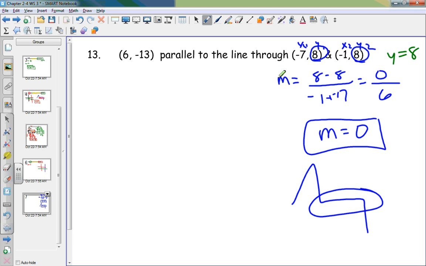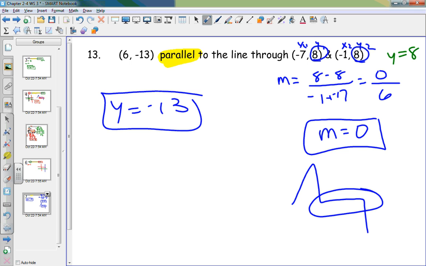No, if I would have noticed that my y values were both the same, I would have known this was a horizontal line, and I want a parallel line to that horizontal line, which means what? What's parallel to a horizontal line? Another horizontal line. So I want that horizontal line to go through 6, negative 13, so what's my equation? y equals negative 13. Okay, I hit that really hard today about the horizontal and vertical, didn't I?